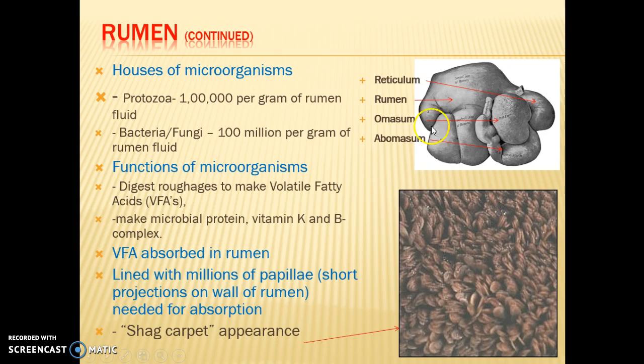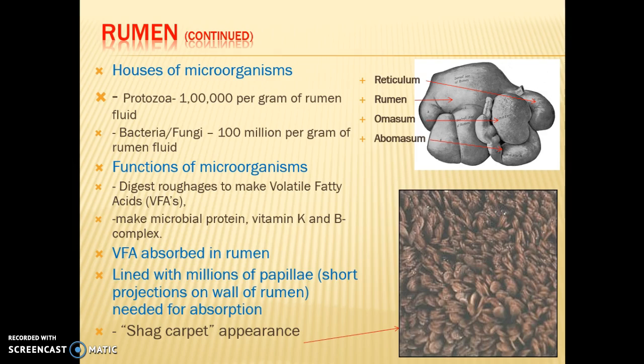Here in this picture you can see the four compartments: reticulum, rumen, omasum, abomasum, and the rumen is considered the largest compartment out of these four. The abomasum is also like a monogastric stomach, a glandular stomach. Also, the rumen is the house of microorganisms: bacteria, protozoa and fungi.